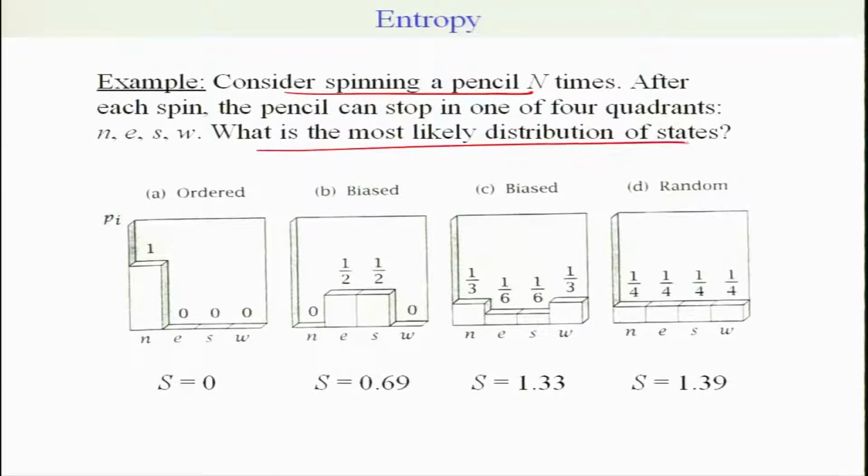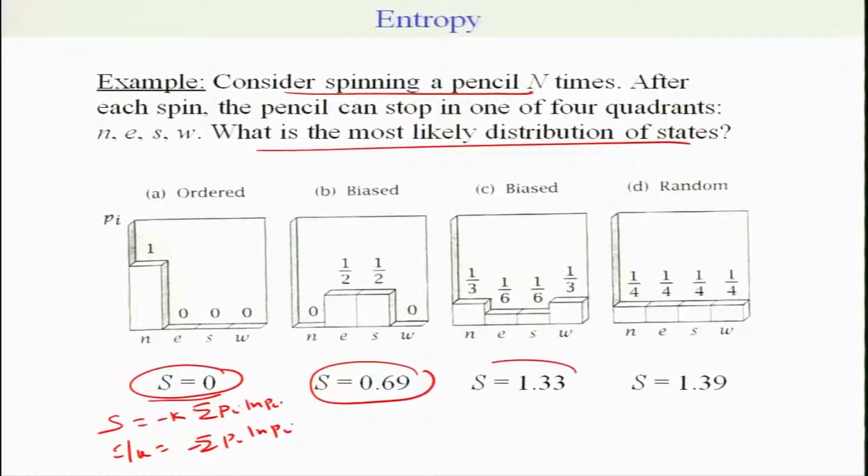Now, in order to find out the most likely distribution of state in such a case, we can calculate entropy. So, entropy per particle is simply minus k summation Pi ln Pi, or S by k is minus summation Pi ln Pi. If you use this information, you can clearly see S by k is equal to 0 in this case. In this case, S by k is 0.69. In this case, S by k is 1.33. And in this case, S by k is 1.39. And this is the one which has the maximum value of entropy, and thus indicates that this is going to be the likely distribution of state without any constraint put on the system.